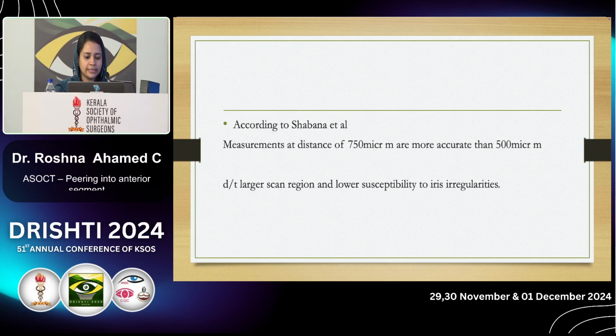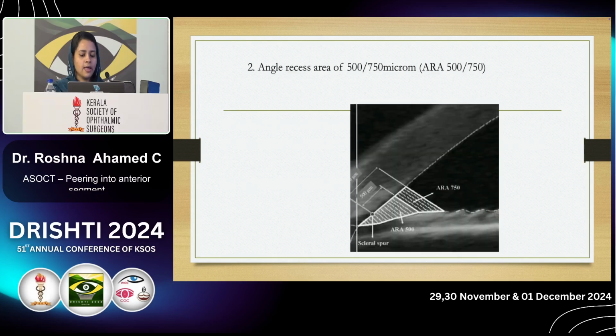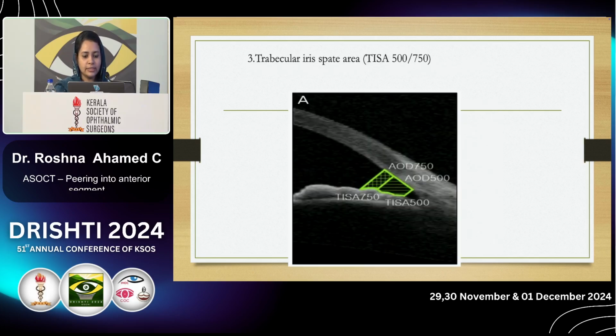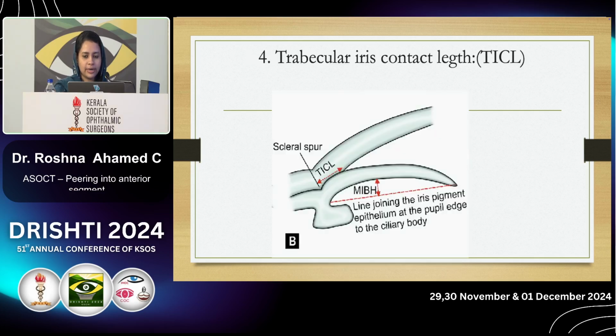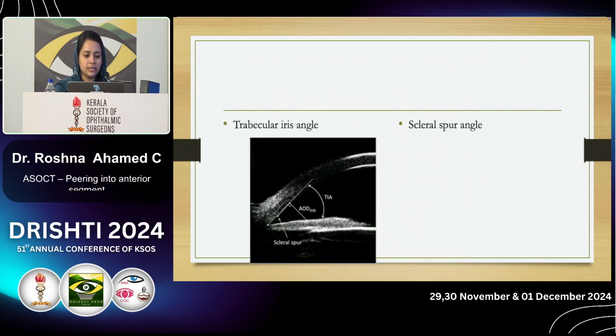According to Shabana et al., measurements at a distance of 750 micrometers are more accurate than 500 micrometers due to a larger scan region and lower susceptibility to iris irregularities. The other parameters are the angle recess area at 500 and 750 micrometers, trabecular iris space area, trabecular iris contact length, hence trabecular iris angle and scleral spur angle.